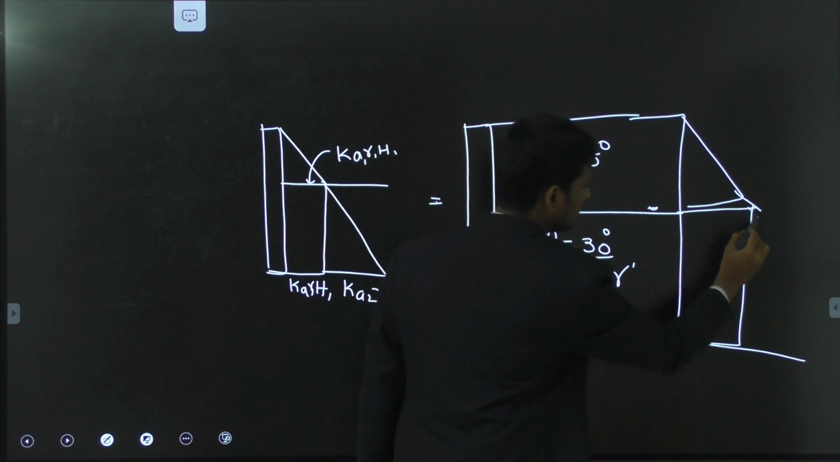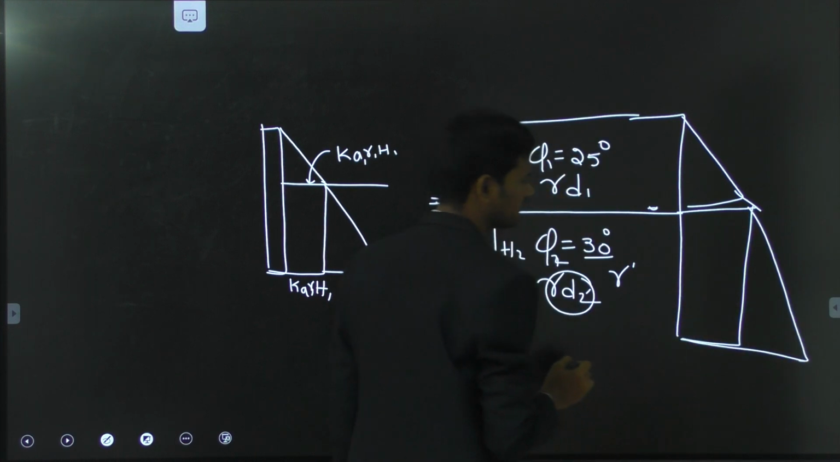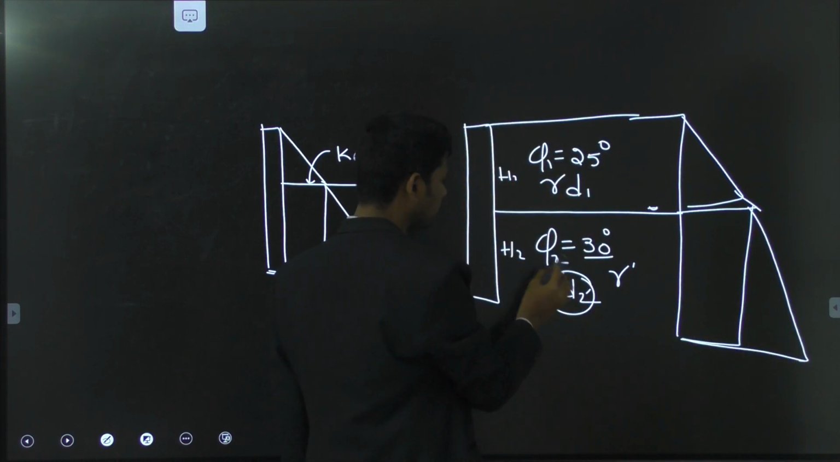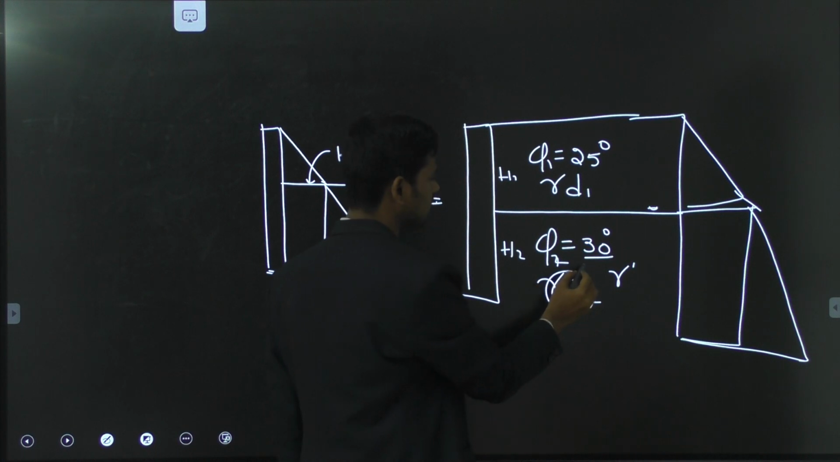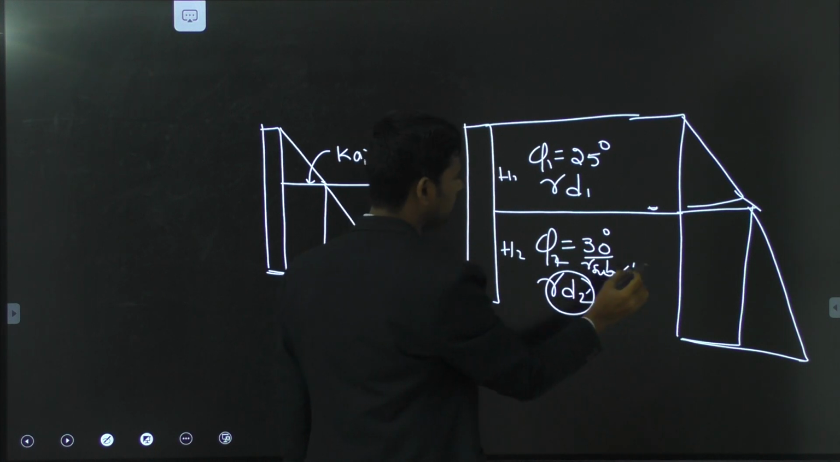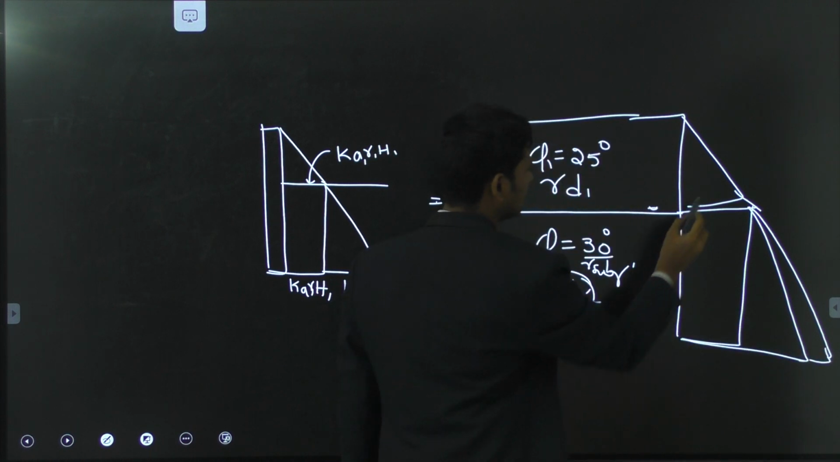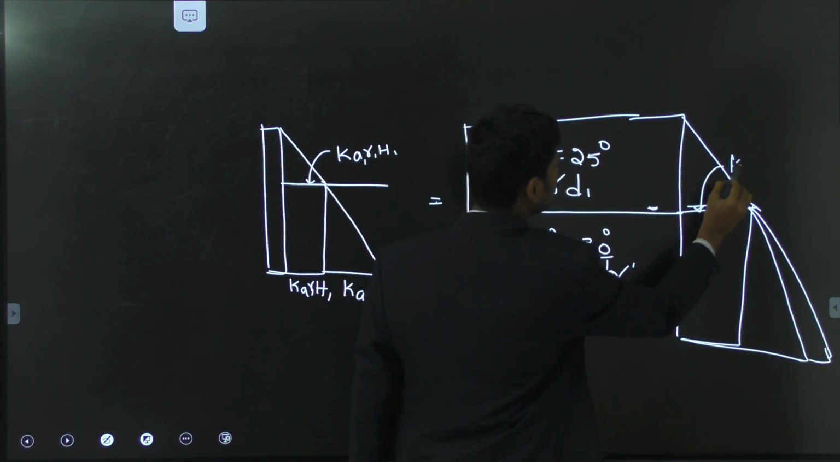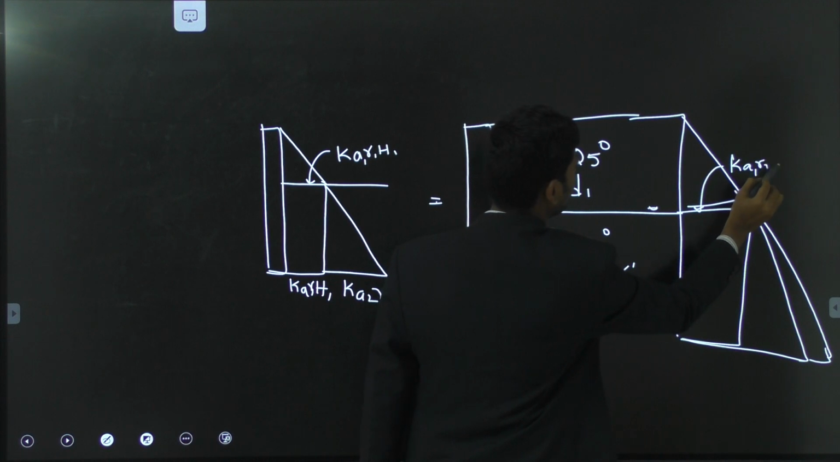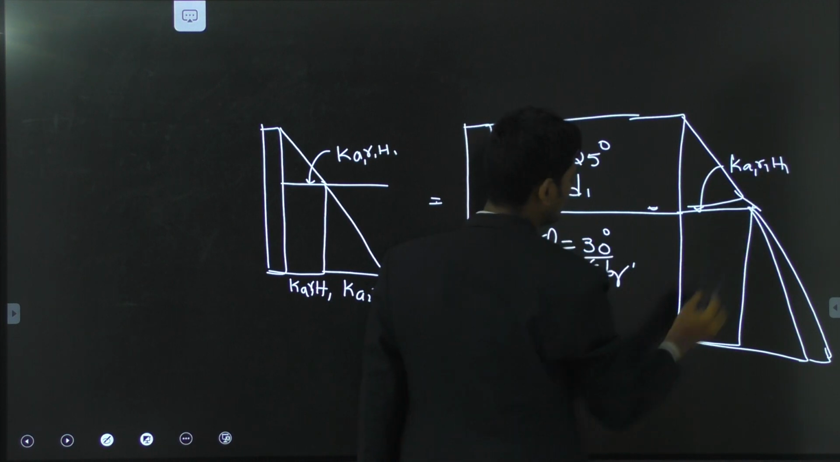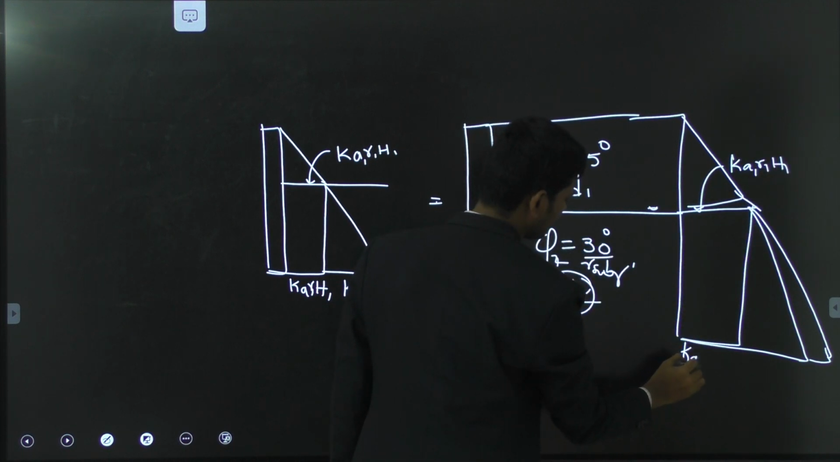Due to this soil, again the pressure diagram will be created here. It will be like this, and here we have the pore water pressure, that is, in a submerged condition. Due to the submerged condition, one more layer will be acting. Here we have Ka1 into gamma 1 into H1. The same pressure will be repeating here, Ka1 into gamma 1 into H1.